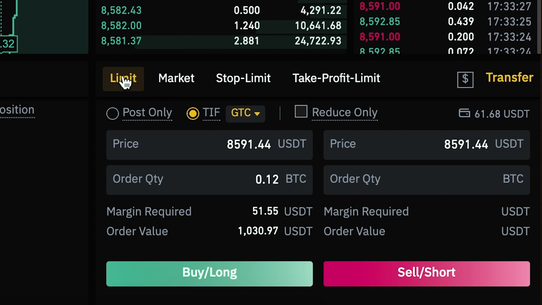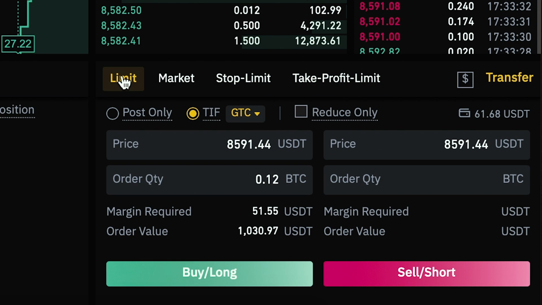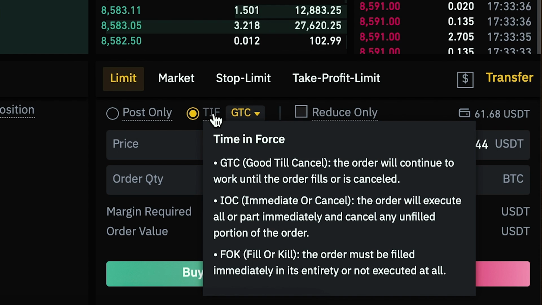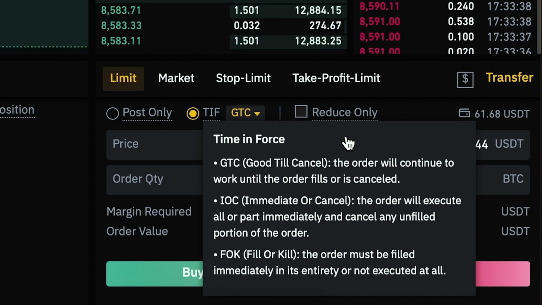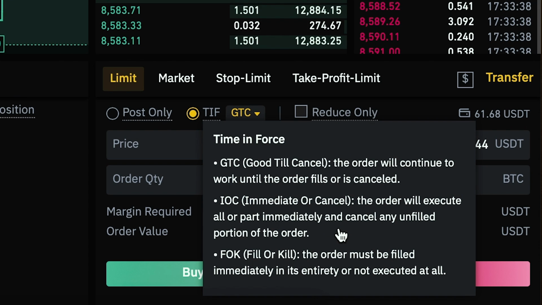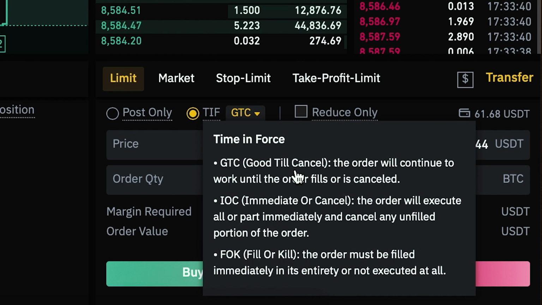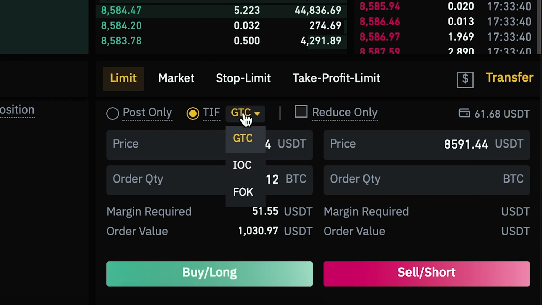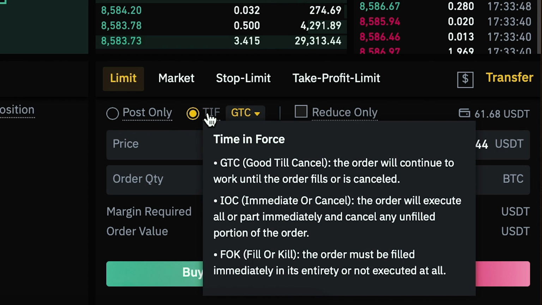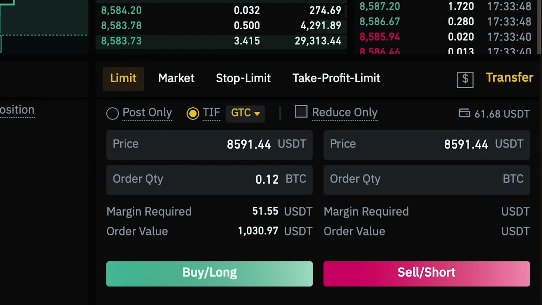Now, you can see right here, we're on limit, and that's probably where we're going to stay. You can obviously do stop limit and take profit limit and market, and we'll go over those in a more advanced video. And right now, for the time being, we're going to keep this set at time in force is good till cancel. You can see there's a couple other options for time in force. You can do immediate or cancel, so the order will execute all or part immediately and cancel any unfilled portion, or fill or kill. The order must be completely filled or completely canceled. So we're going to keep it good till cancel, which gives us a little bit of a different option sometimes, a little bit more diversity in how we can use it. And we're going to keep this set right here.